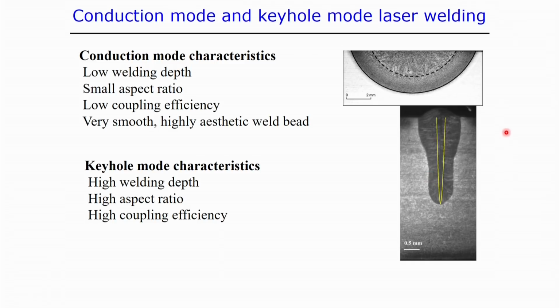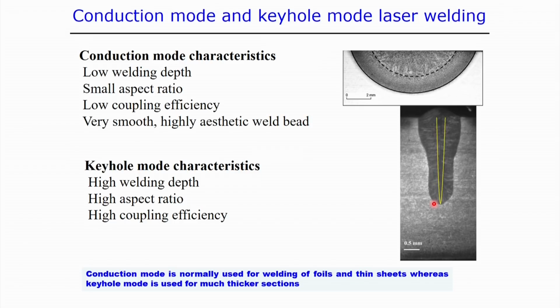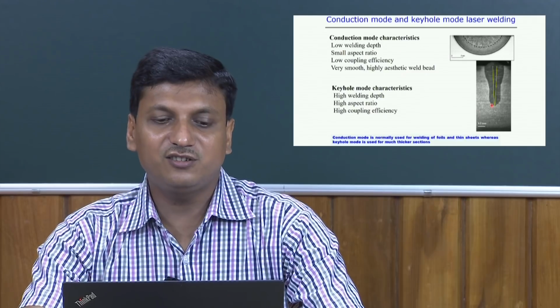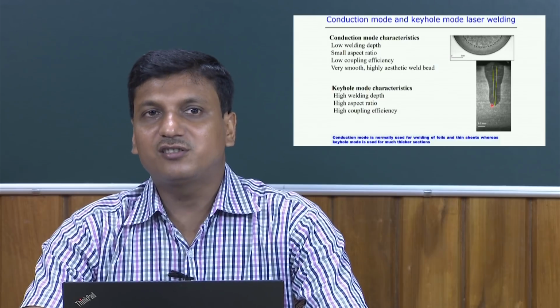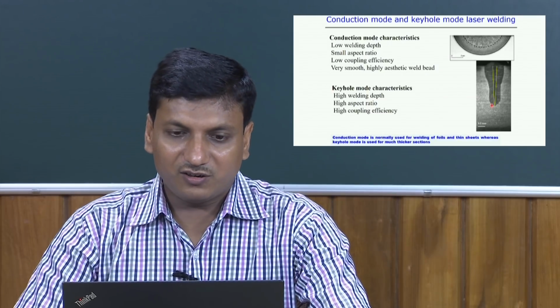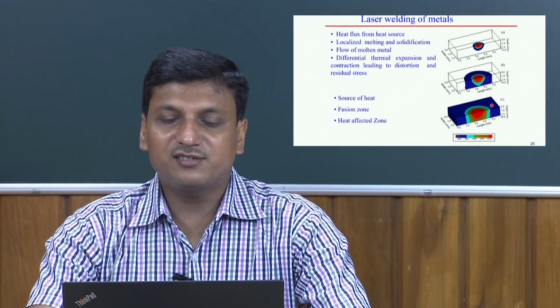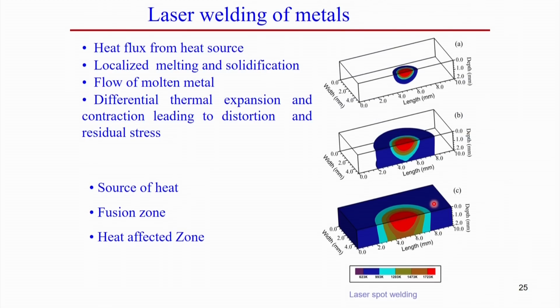So, you can see that between the conduction and keyhole mode laser welding processes, there is a wide difference in the weld pool shape and size. Conduction mode is normally used for very thin sheets and foils, whereas the keyhole mode can be used when much thicker materials are to be joined. Now, we can see the laser welding of metals. Here, the typical laser welding of metals uses heat flux from a heat source, which in this case is the laser source.